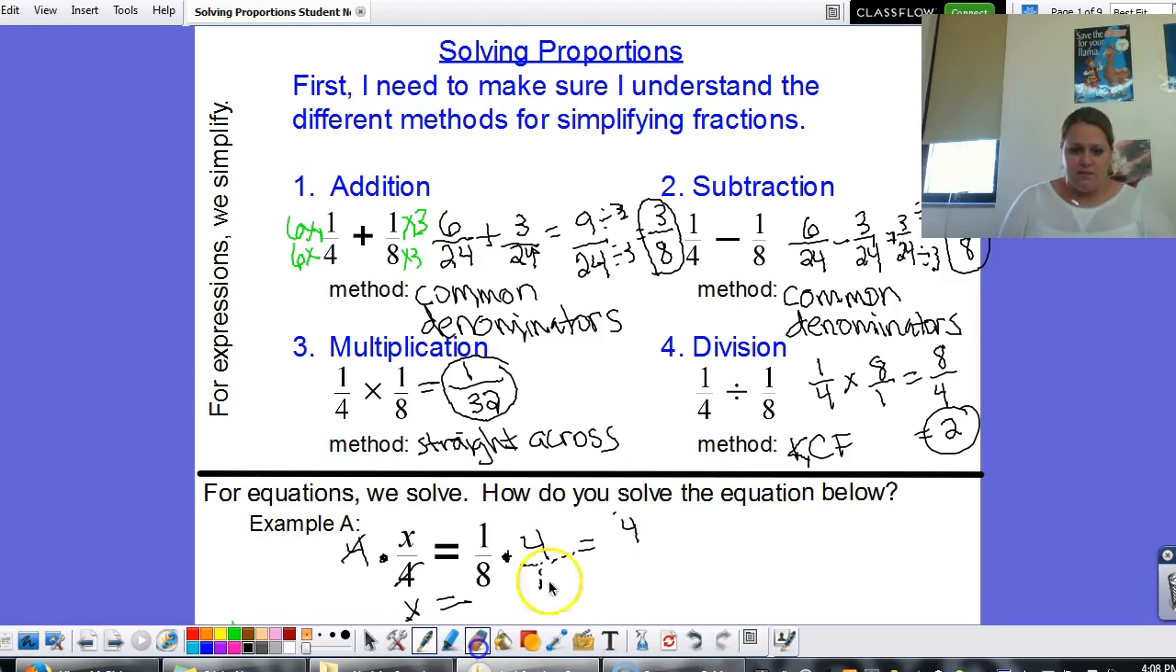Multiply across the top, which gives me 4. Multiply across the bottom, which gives me 8. And reducing that would be 1/2.